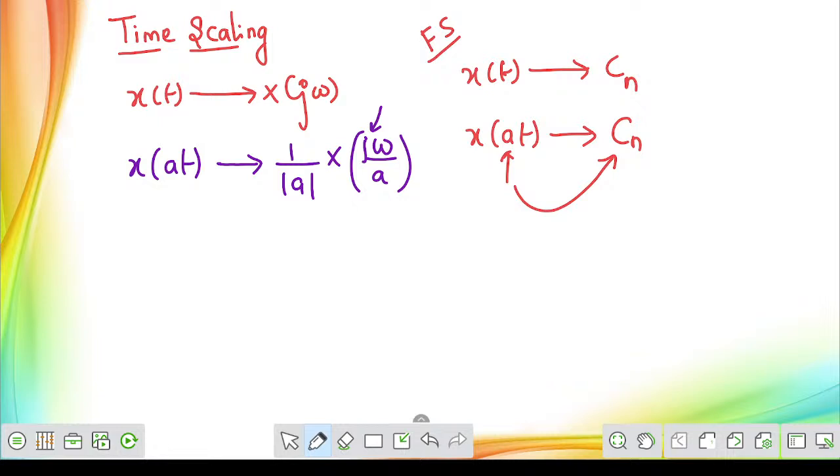Whereas in the Fourier transform, that is not the case. This case will be different. Just find the difference between the transform and the series, so that you can easily remember all these things. Okay. Let us go to the next property, that is the differentiation property.